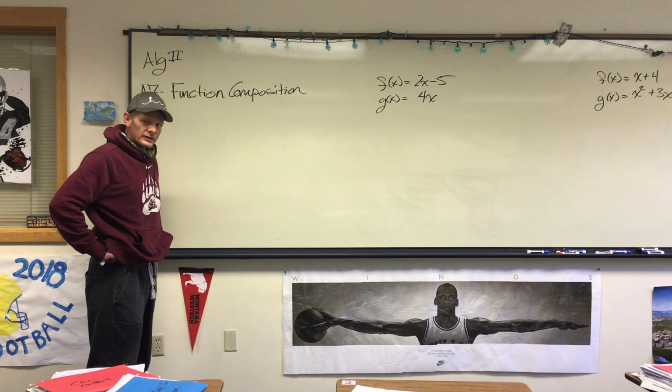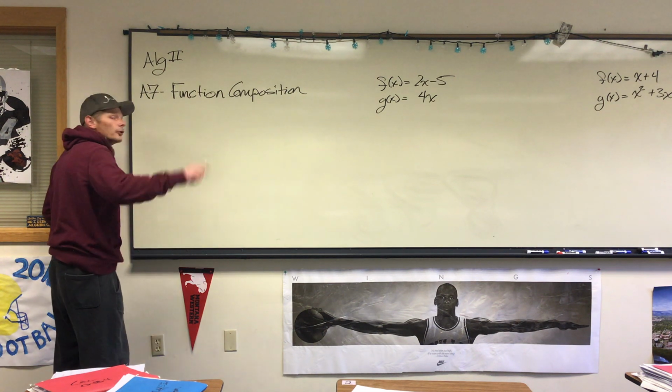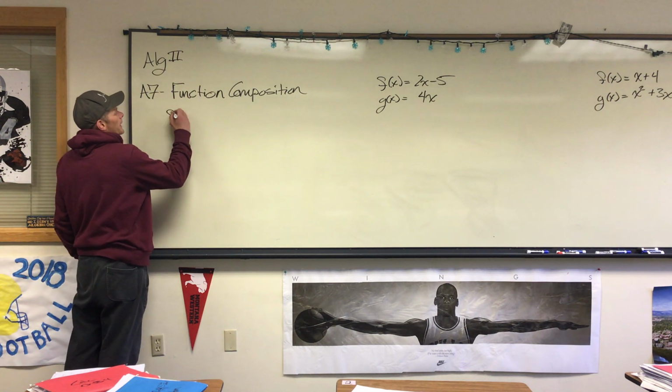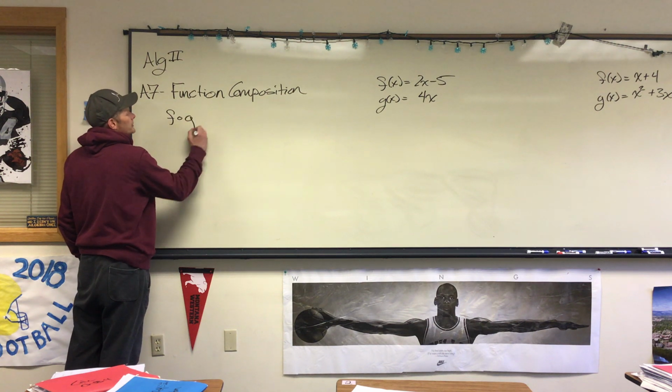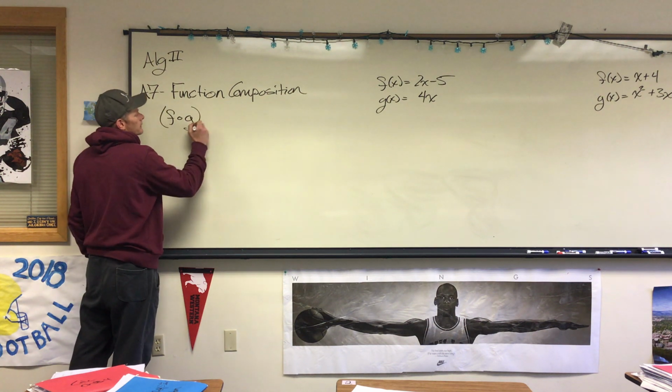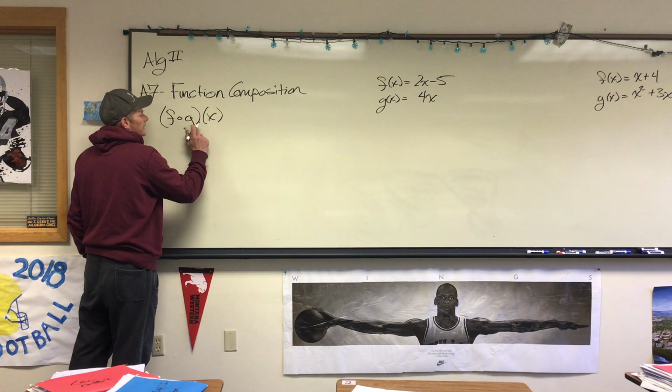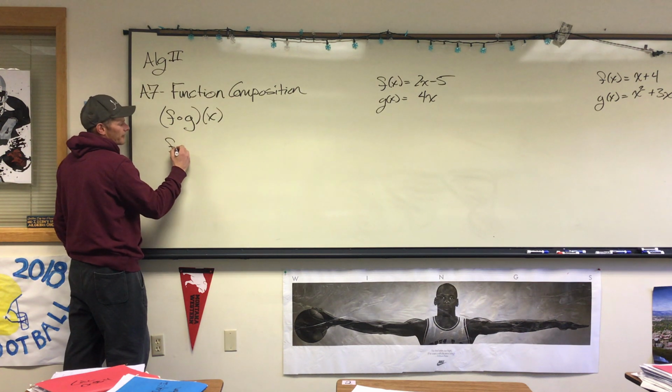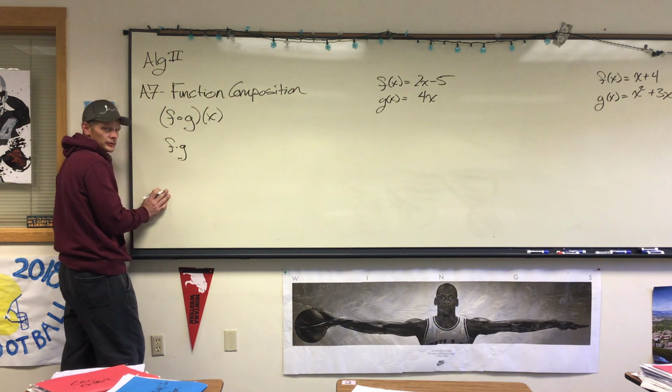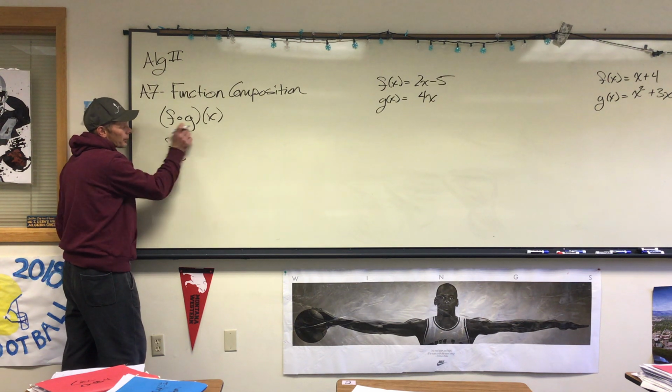It is called function composition, and really all you're doing is taking two functions and evaluating one at the other. So, new notation. F composed with g. Take note, this is different than f times g, which we did last week. That's a function operation. This is f composed with g.